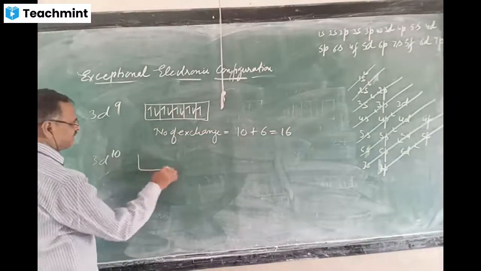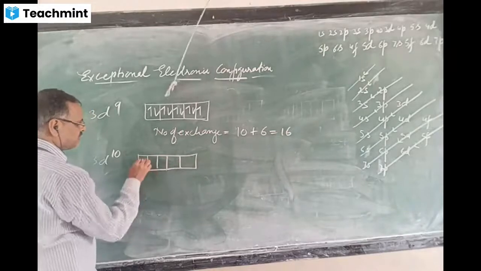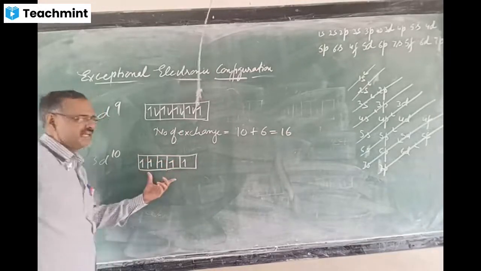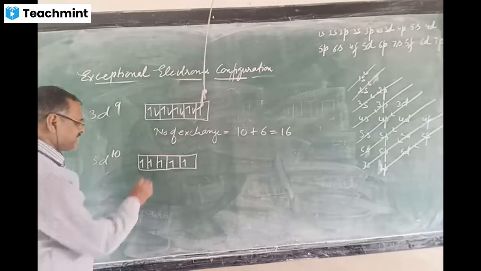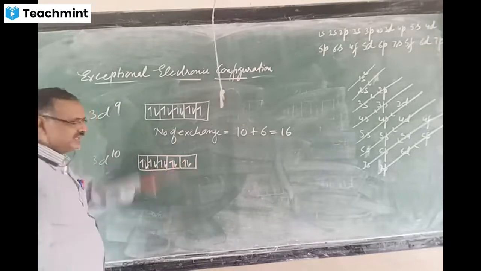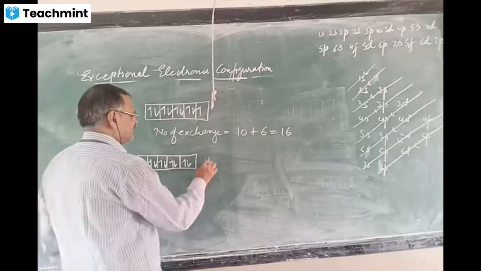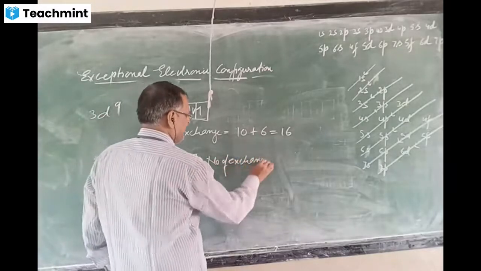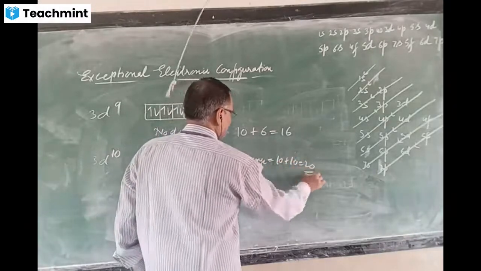And if you see here, 1, 2, 3, 4, 5. These 5 electrons will give the 10 exchanges that you have seen in the previous example. And here, 5 electrons anti-clockwise will also give 10 exchanges. So the number of exchanges here is 10 plus 10, 20 you are getting.